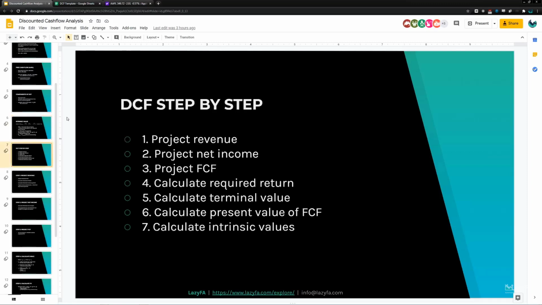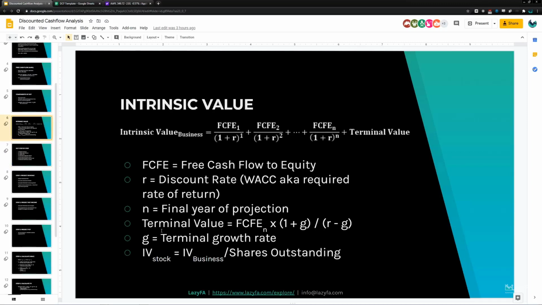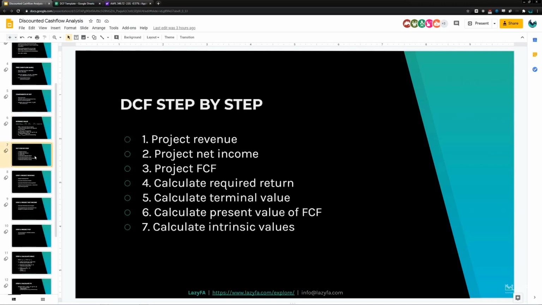So we're going to break this down into 7 different steps. And the 7 different steps will help us get to this ultimate goal of predicting the stock price or forecasting what the stock should be worth today. So the first one is to project revenue. And in order to do that, we are going to go through a few different steps. So just at a high level, this is the process that we're going to take.